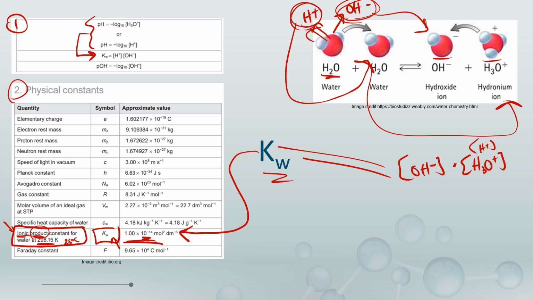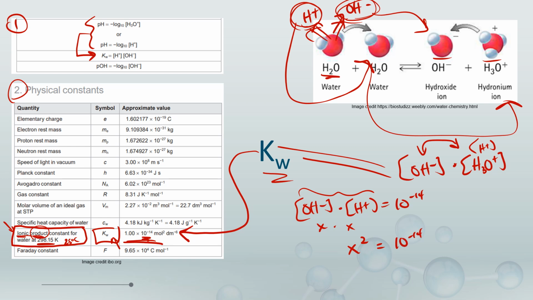What's pretty cool is because we have equal amounts of hydrogens and hydroxides, because each one water is going to pop apart into one hydrogen and one hydroxide, we know that these two are equal to each other. So if I have OH minus times H plus is equal to 10 to the negative 14, I can call each of them x. So x times x is x squared. X squared is equal to 10 to the negative 14. To find x, we're going to take the square root of each of these. What times what is 10 to the negative 14? Well, that would be 10 to the negative 7.